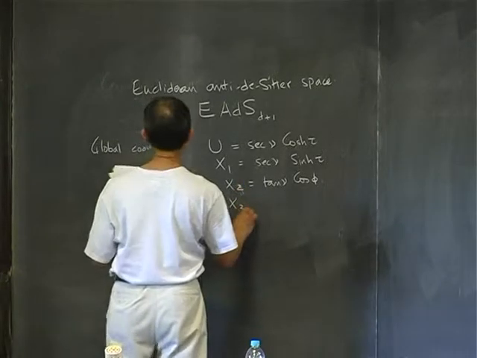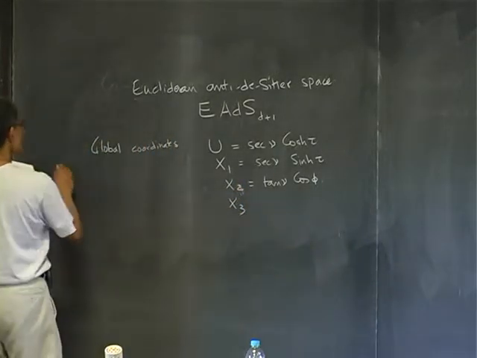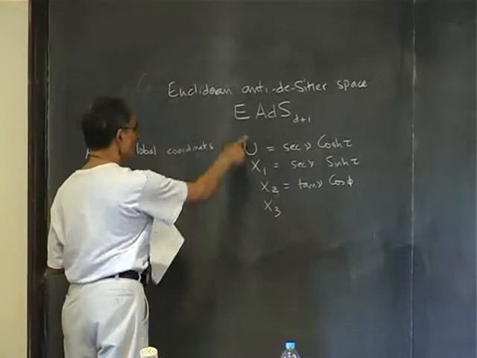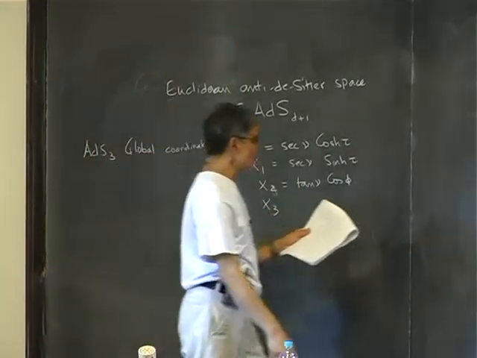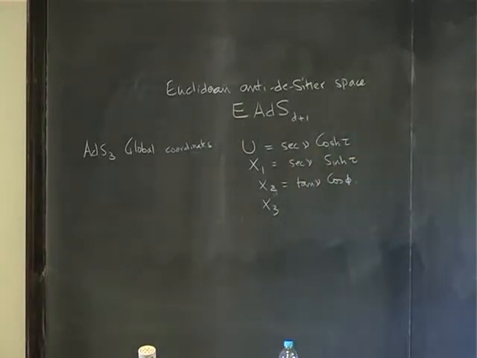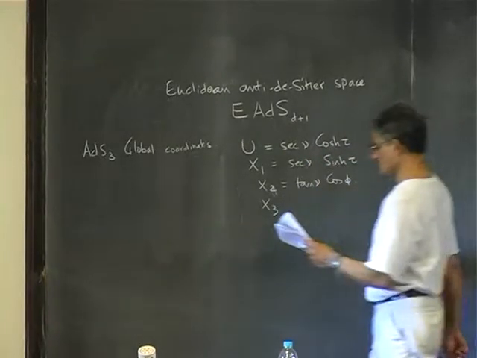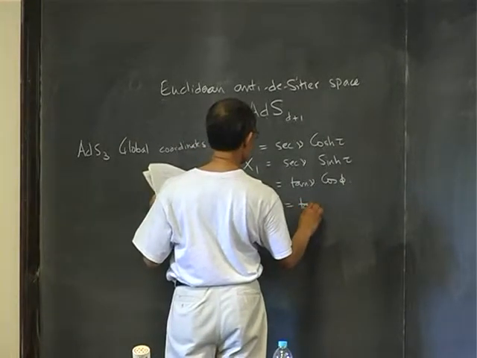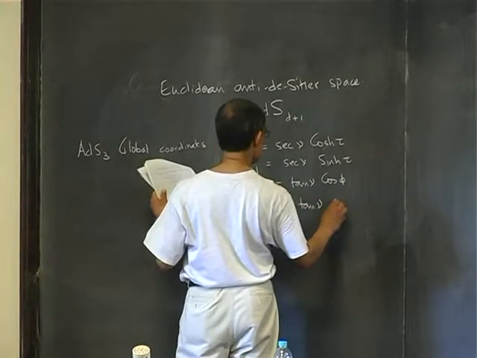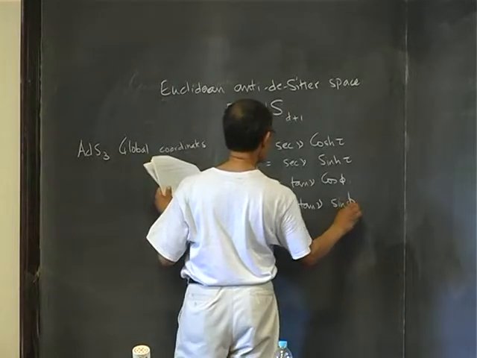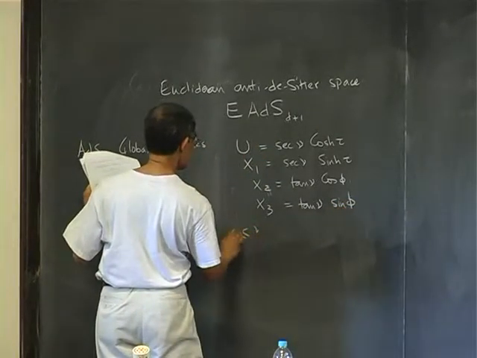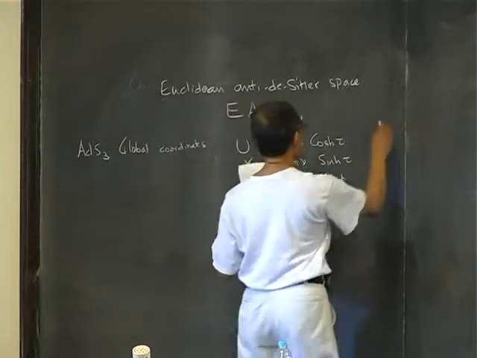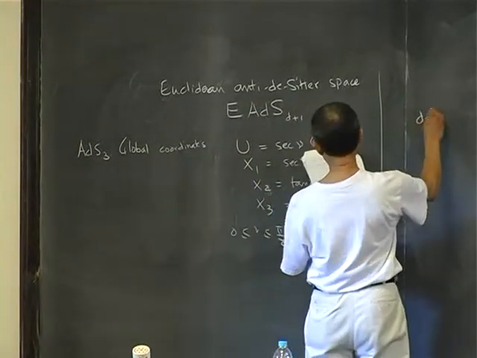I'll give these examples for AdS3, so D equal to 2. So AdS3 should have four of these things. So x3 is just given by tan nu sine phi. I think nu goes from 0 to pi upon 2, and then if you write down the metric, this is what you get.